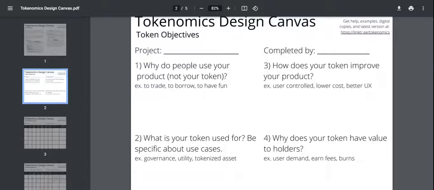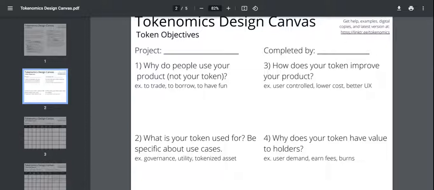Why does your token have value to holders? The best tokenomics are win-win-win situations. It improves the product and it improves the value for holders. So this could be utility to holders, or the token is burned, there's some burn mechanism, or it's a value accrual, but you can't just strike one at the expense of the other. The best tokenomics designs improve your product and have value for token holders.